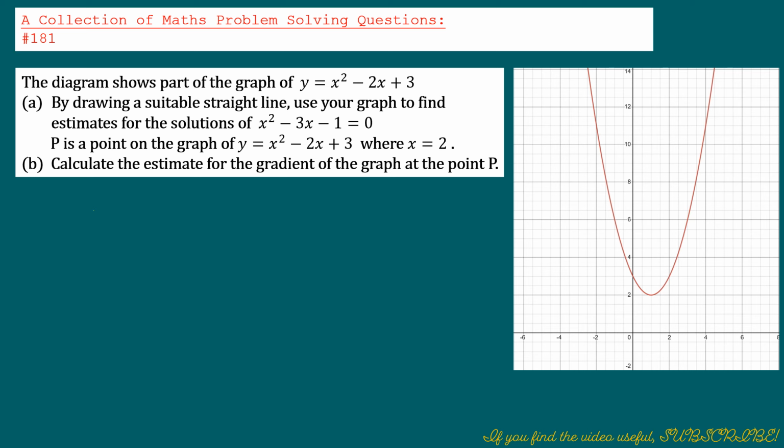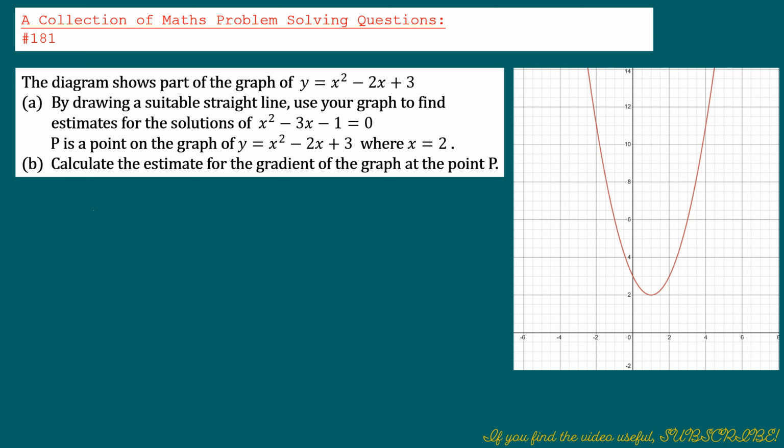The diagram shows part of the graph of y equals x squared minus 2x plus 3. By drawing a suitable line, use your graph to find estimates for the solutions of x squared minus 3x minus 1 equals 0. P is a point on the graph y equals x squared minus 2x plus 3, where x equals 2. Calculate an estimate for the gradient of the graph at the point P.